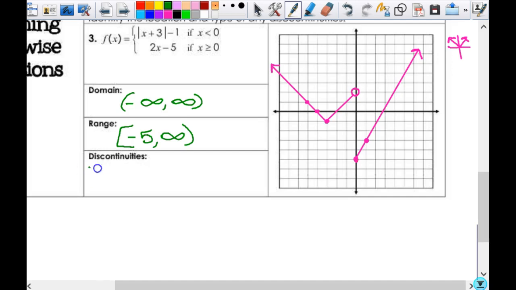Do I have any discontinuities? Yes, kind. Jump. This is a jump discontinuity. X equals 0.